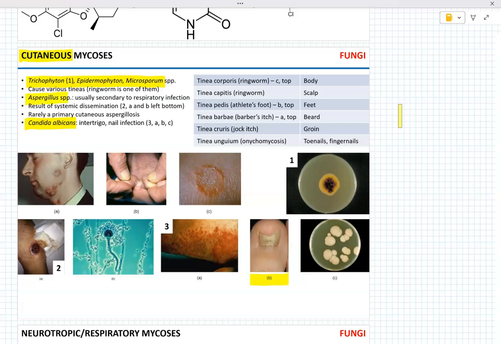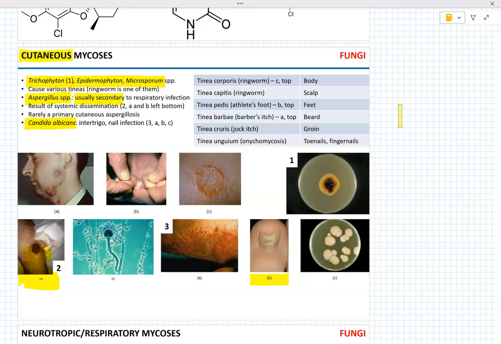Then there's Aspergillus. You see the statement, it's usually secondary. What does that mean? Somebody has a primary Aspergillus infection, let's say in the lungs, and the fungi traveled somewhere through the bloodstream and erupted through the skin. I would say that for that particular patient, the cutaneous aspergillosis is the least of the problems at this point. Okay? Am I making sense?